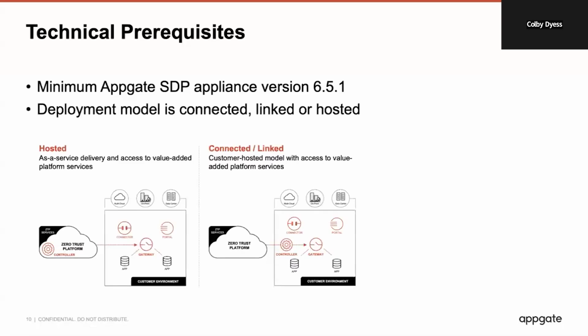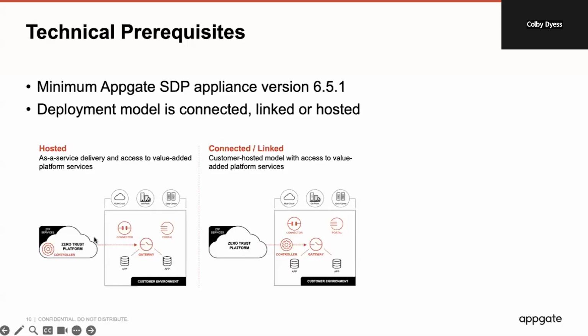The second basic requirement is that your collective needs to be deployed in either a hosted, connected, or linked deployment model. To describe that a little further, if you're running Appgate SDP entirely in your own environment, with your controllers, gateway, and other appliances running inside your environment, you can link or connect your collective to ZTP. This is the Zero Trust Platform, where value-added services like application discovery are delivered. Once you're connected or linked, you'll be able to access this service.